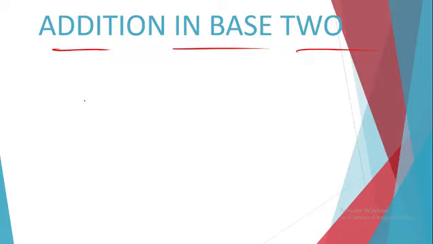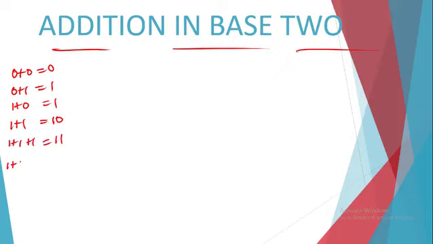Let's take some examples, but before we go there, I want you to understand that in addition, 0 plus 0 is equal to 0, 0 plus 1 is equal to 1, 1 plus 0 is equal to 1, 1 plus 1 is equal to 10, 1 plus 1 plus 1 is equal to 11, 1 plus 1 plus 1 plus 1 is equal to 100.